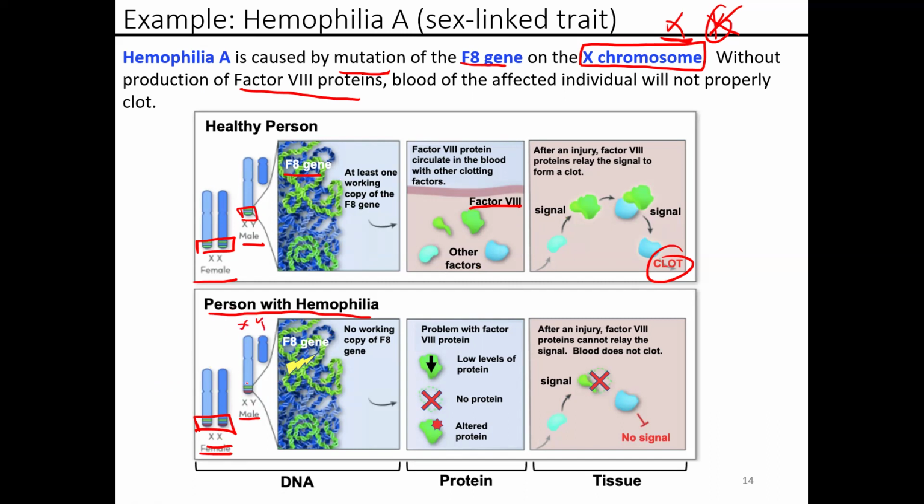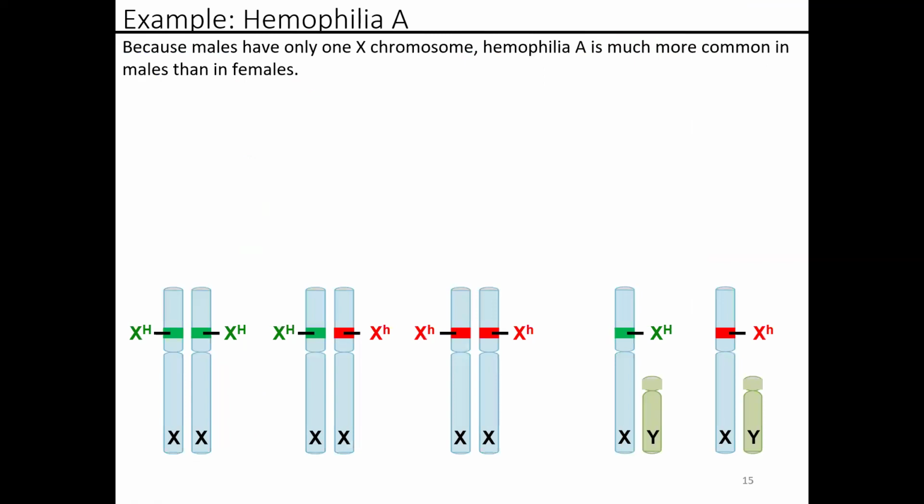When it comes to a male, again, remember we have our X and we have our Y. So in this case, whatever they're getting or inheriting from that X is whatever they're going to show. So in this case, they only need one. In this case, the F8 gene, remember, no copying of that F8 gene, meaning that we have problems with our factor VIII protein, meaning that we are no longer going to be able to signal, again, that clotting, so blood is not going to clot. So this is what that's going to look like.